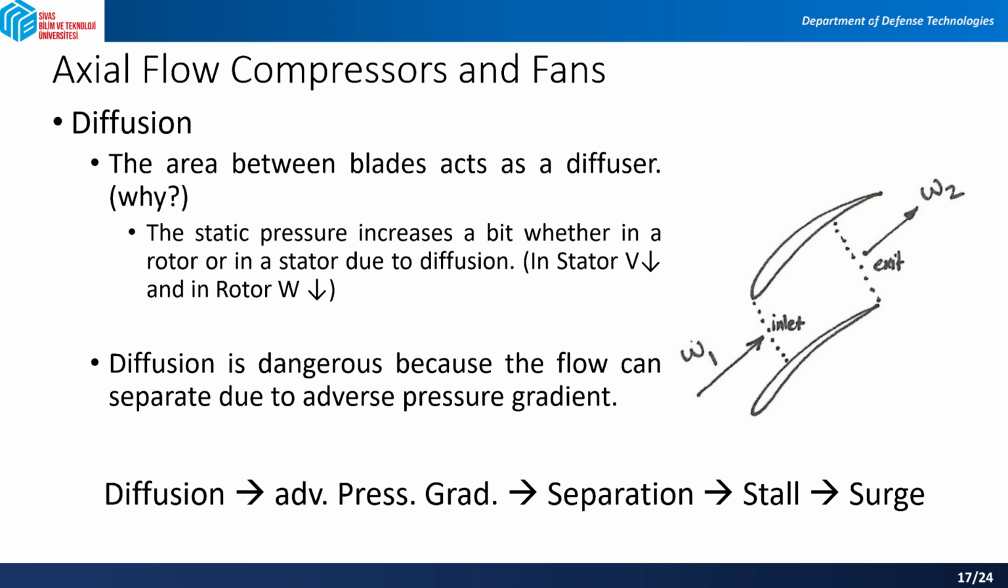This diffusion is very dangerous because the flow can separate due to adverse pressure gradient, as we said. So you know that when some duct is diverging, the pressure is increasing, and pressure is increasing means that when you are flowing from this way to this way, you have an increasing amount of pressure. So it means adverse pressure gradient, and in adverse pressure gradient, you usually end up with separation. When it separates from the blade, you will have a stall. And as we discussed before, when it stalls, you get into surge.